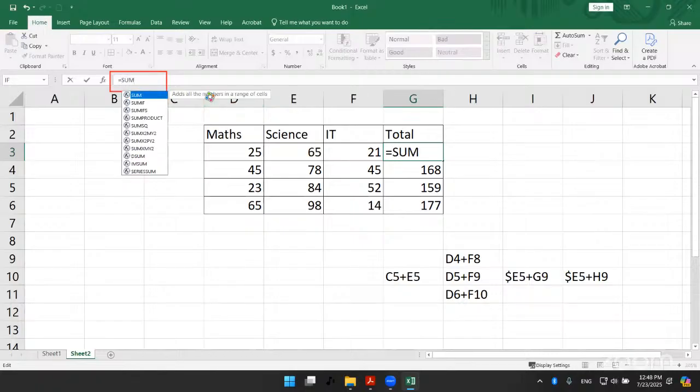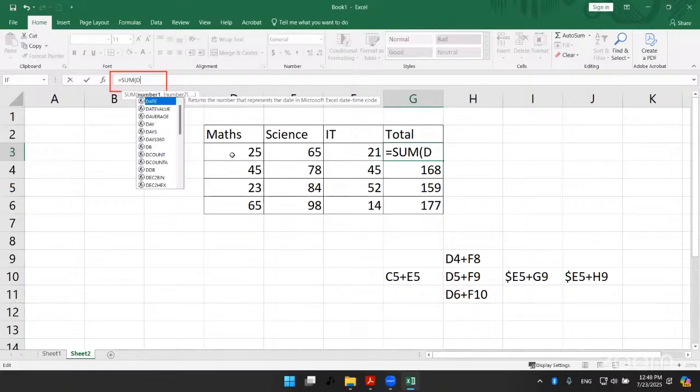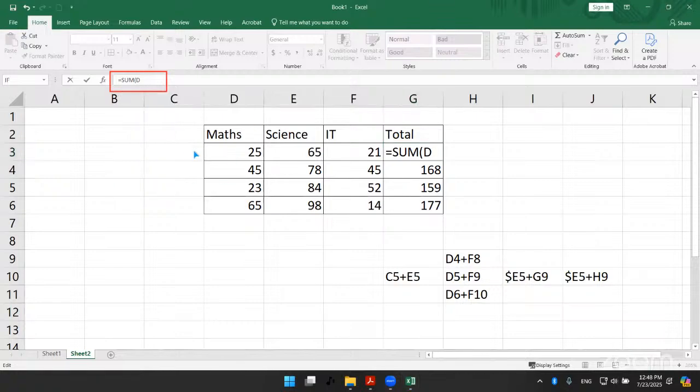Sum, D3 to F3. Okay. We can just put formulas and drag these things. Same thing, the formula has changed. So that is about getting the total.